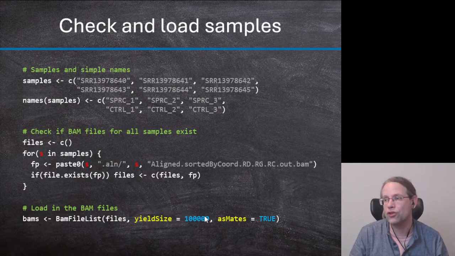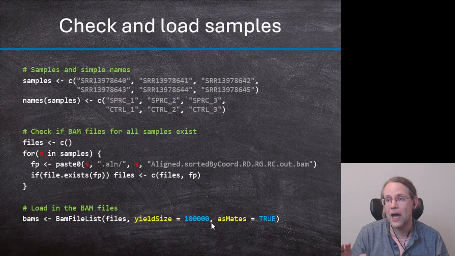And of course, you have to scale this number down if you have more BAM files. So if you're working on like 50 BAM files, then I generally set my yield size to be like 10,000 or something. And if you're working on like 1,000 BAM files, then set your yield size to be around 100 or 200, right?